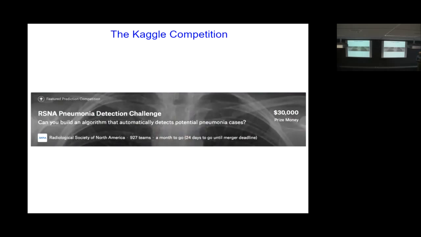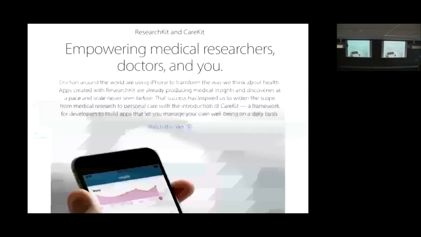This is a particularly difficult challenge: identifying pneumonia from chest x-rays. It's actually really hard to spot early pneumonia, but then it becomes obvious later. So clearly that's a promising target for AI once again. And of course, really bringing this down to devices, it's really important to make it move into practice, the idea of Apple's ResearchKit and CareKit facilitating some of that.